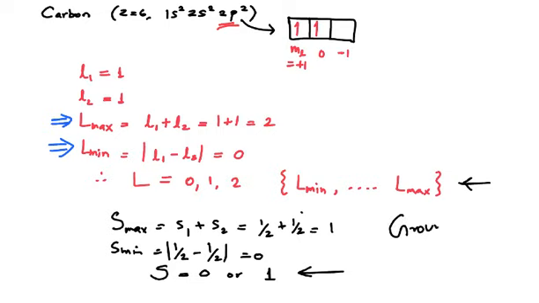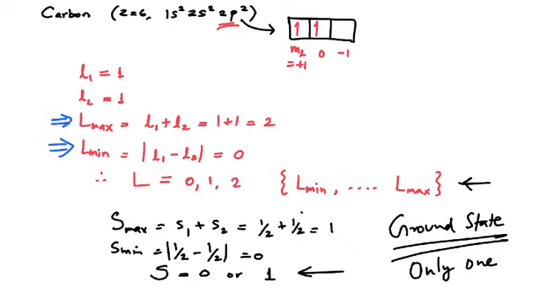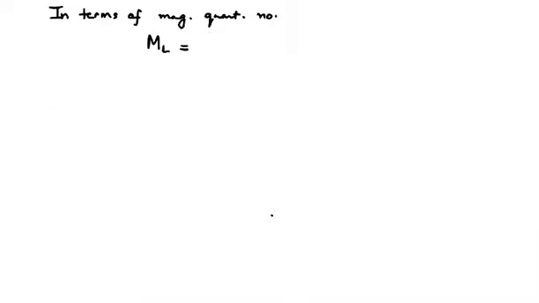But the ground state will be identified by only one particular choice of L and S. But now we have 3 choices for L and 2 choices for S. So the question is, which one would represent the ground state? Before I go further, let me revise once again.